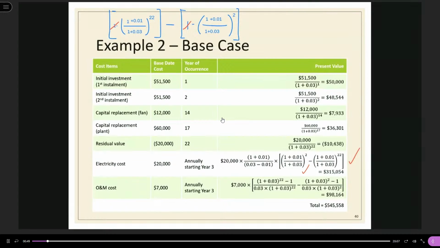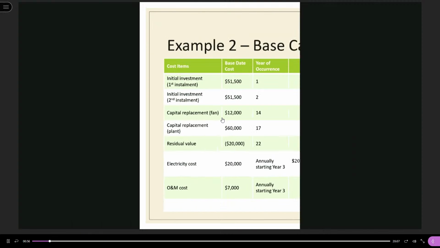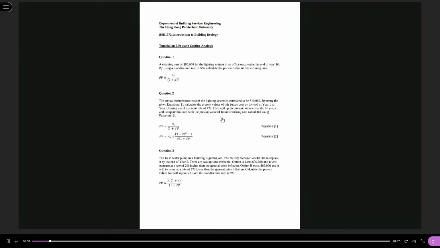Okay, so now let's take a look at the tutorial. In the tutorial we have how many? 5. Okay, so 5 questions. If you find the screen too small, you can zoom in the PDF file. So let's take a look at question 1.